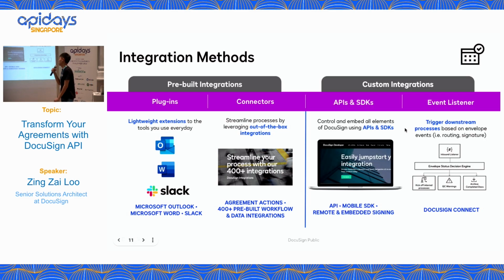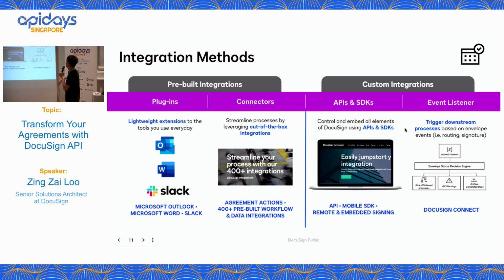The other one, which is the focus today, is custom integration, right? Under the custom integration box, you can see APIs and SDKs, software development kits, whereby we are able to control and embed all these different kinds of DocuSign agreements into the apps of our clients. So later on, I will touch a bit more on how envelopes are sent and how they are embedded into the different apps.